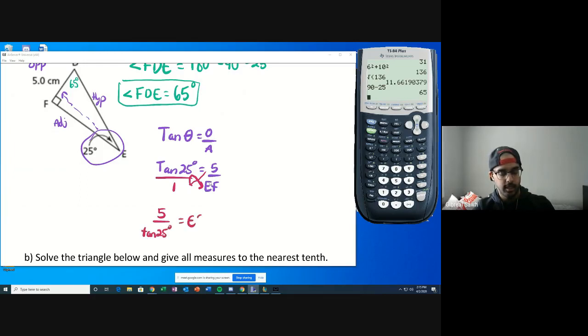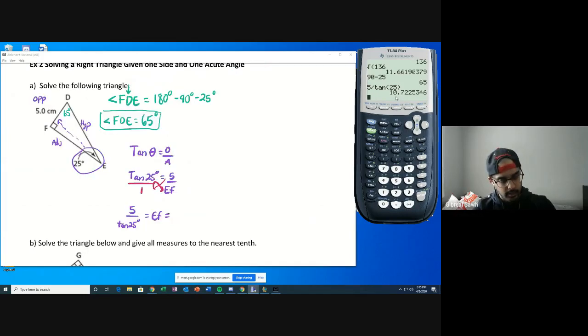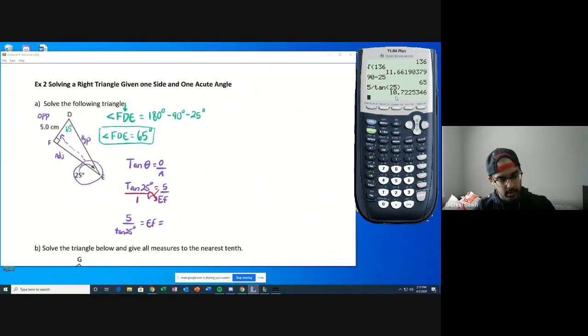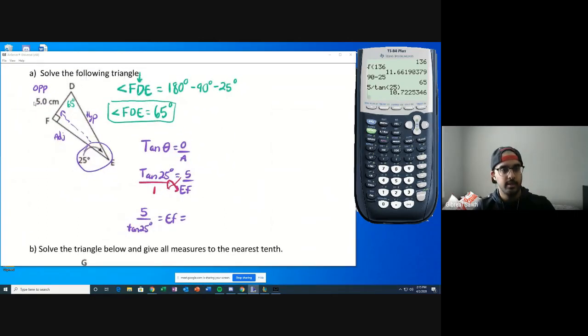That'll be equal to your side length. Right. So if we put all that in our calculator, we do 5 divided by tangent 25, close that bracket, hit enter. There's going to be the length of our side length. So the side length E to F, I don't think it said where to round to. It did not. We were given something to the nearest tenth in the question, so let's round this to the nearest tenth. So we'll do 10.7 centimeters.